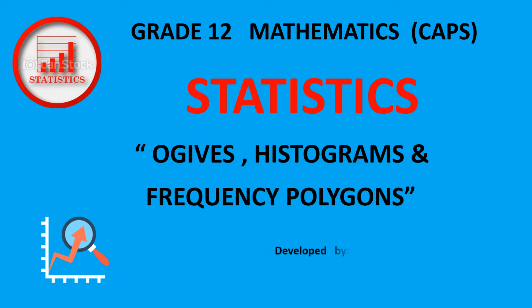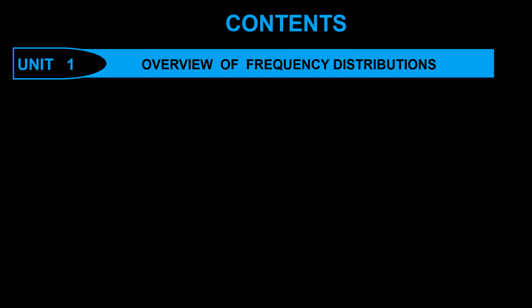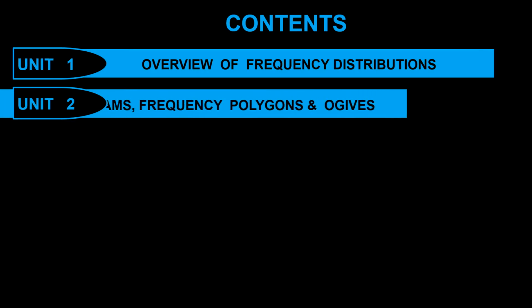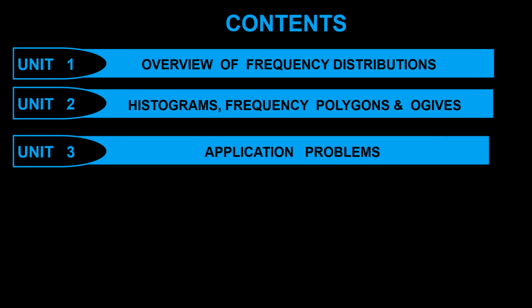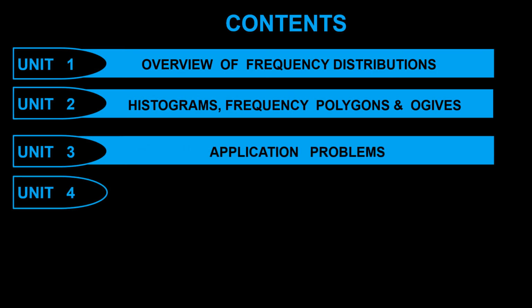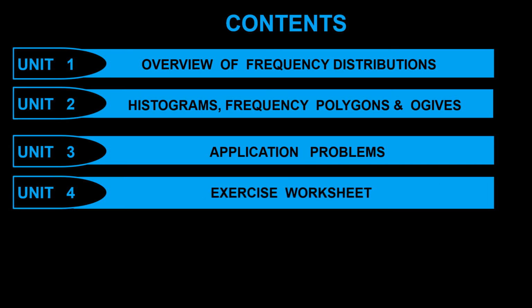In the next slide, we'll show you the contents of this particular video. Let's see what we're going to do exactly. First of all, we're going to have just an overview of frequency distributions and frequency tables. Then I'm going to look at histograms, frequency polygons, and OGIVES. And then we're going to do some application problems relating to the above. And then, as usual with all the videos, there's always an exercise worksheet.